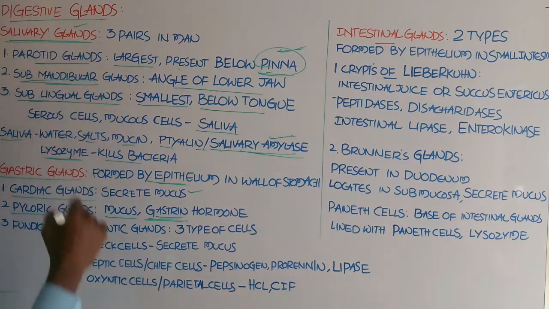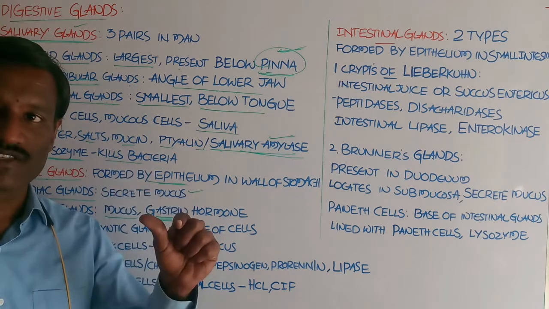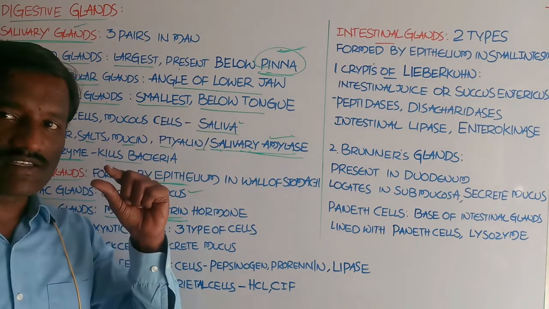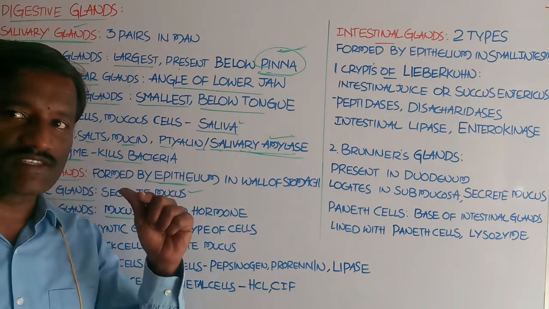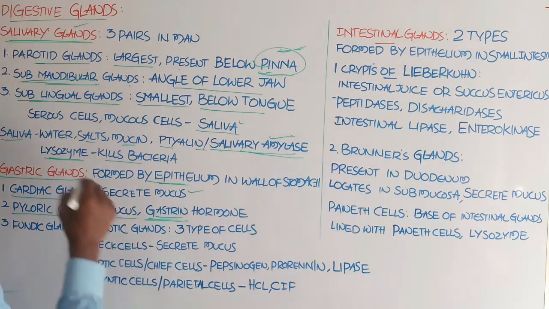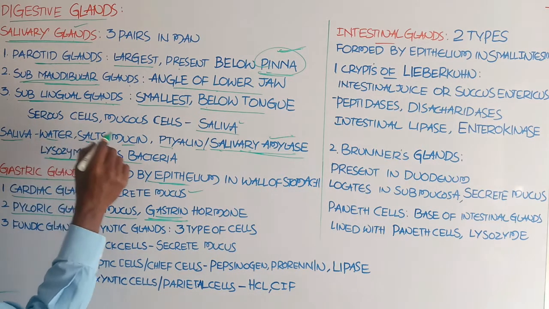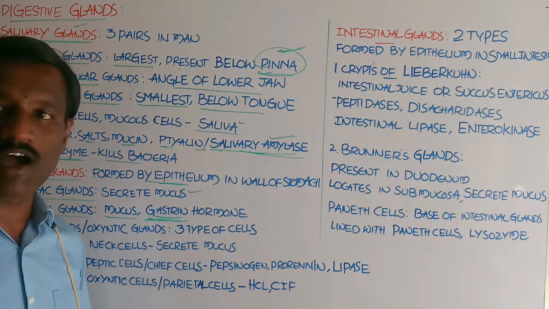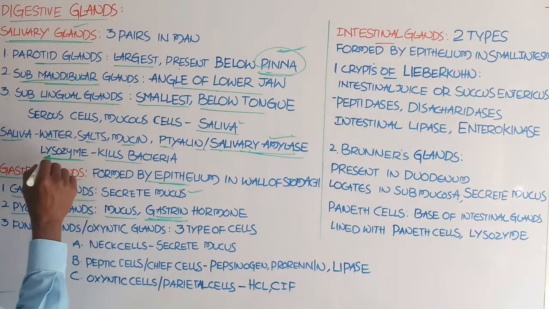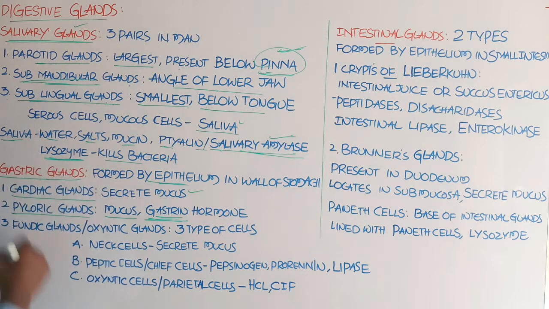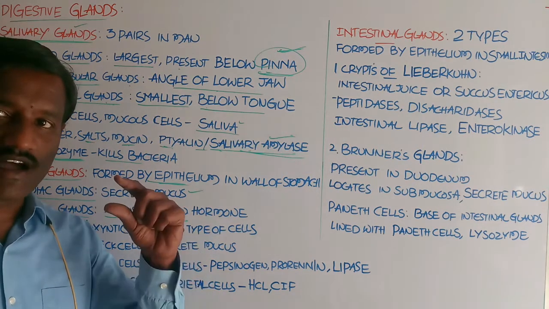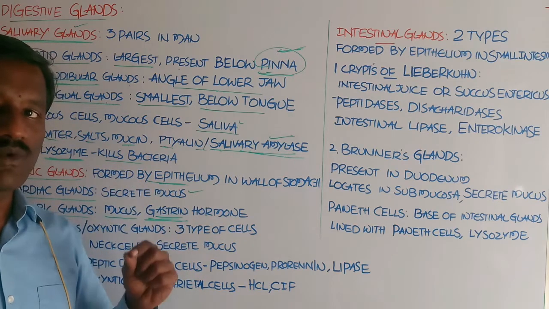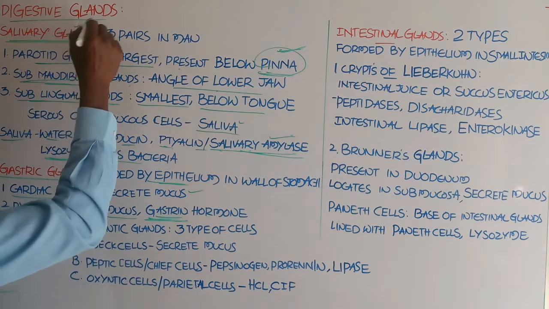Salivary glands consist of serous cells and mucous cells, which secrete saliva. Saliva consists of water, salts, mucin, ptyalin, or salivary amylase or alpha amylase enzyme, and also a small quantity of the lysozyme enzyme, which kills the microorganisms present in the food in the oral cavity. This is about the salivary glands.